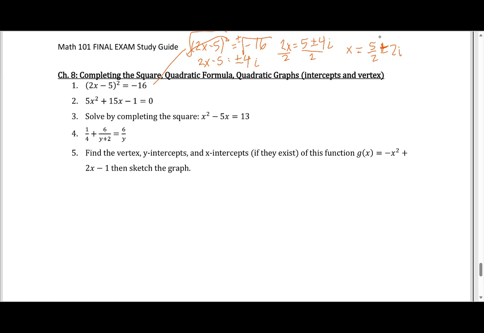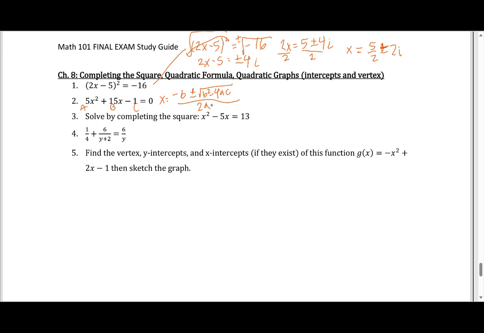Alright, number 2, we're going to solve this one. You can complete the square. Let's practice using the quadratic formula because number 3 we're going to complete the square on. So a is 5, b is 15, and c is negative 1. Let's write the quadratic formula for reference. So x equals negative b plus or minus the square root of b squared minus 4ac all over 2a at the bottom.